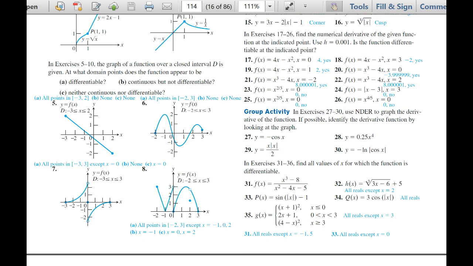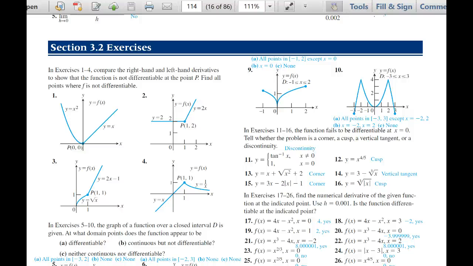Number 7, now where is it differentiable? From -3 to 0, parentheses, and then 0 to 3. Where is it continuous but not differentiable? Is there anywhere? Nowhere. And where is it not continuous? At x equals 0. Does that make sense? Okay, the next one goes to number 9.